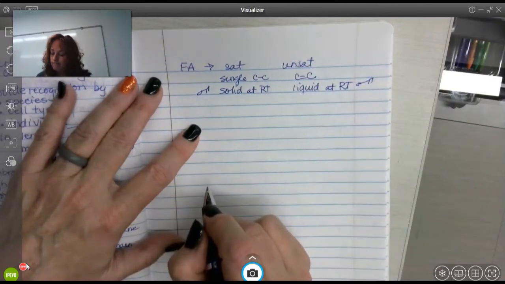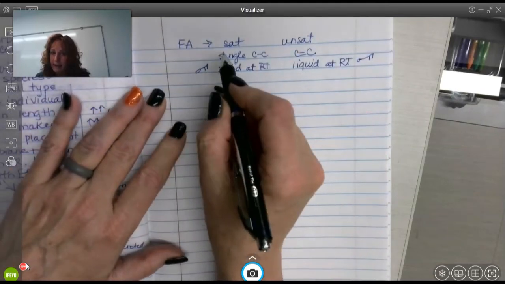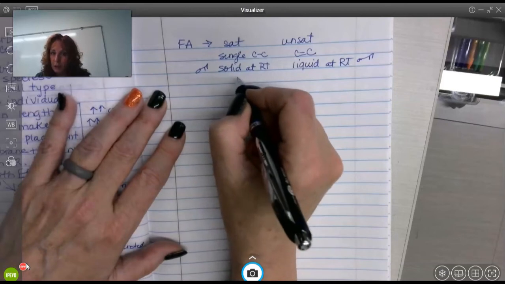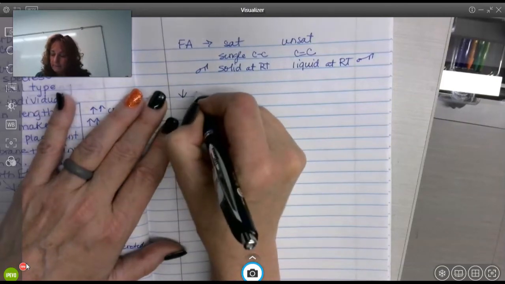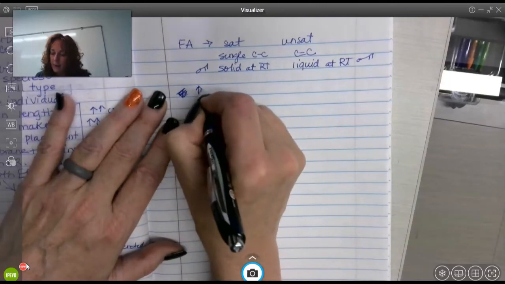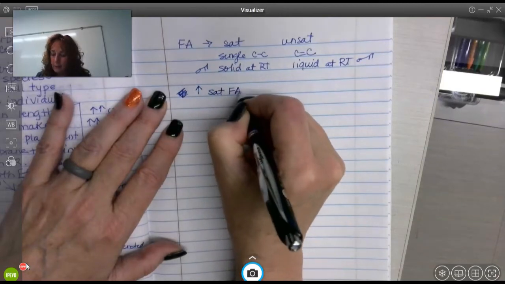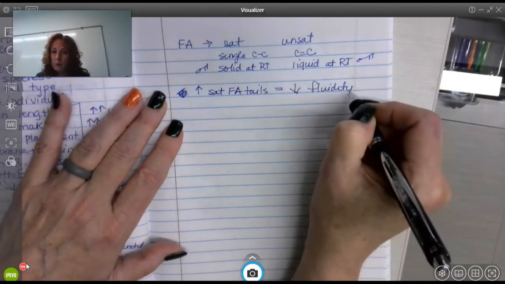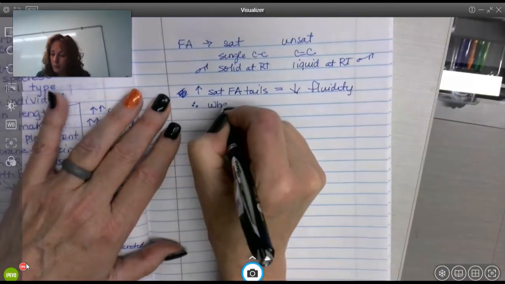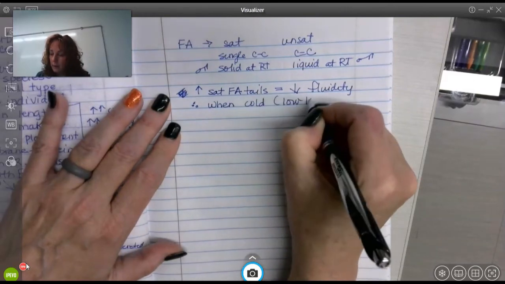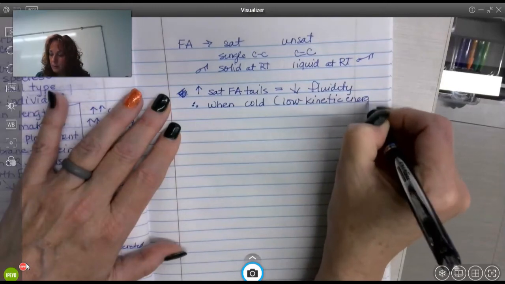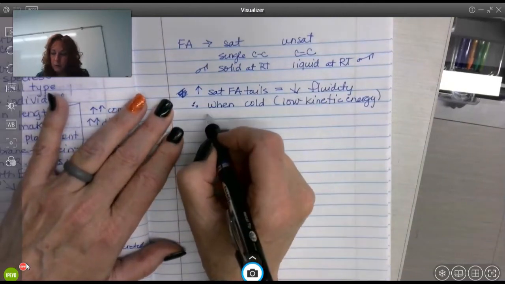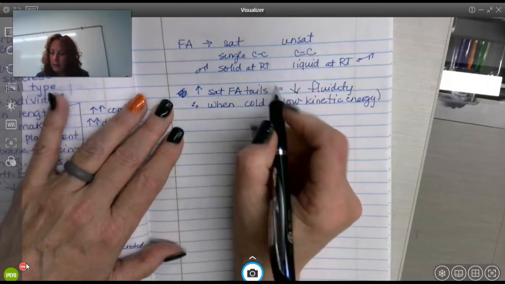And if you have a lot of saturated fatty acid tails in the membrane, then you're going to be more solid. So less fluid. So let's see what I want to say. I want to say if you have a lot of saturated fatty acid tails, that equals low fluidity. So when it's cold, which is low kinetic energy, because it's low temperature, you're going to want to loosen up that, increase the fluidity. So there's enzymes that actually change saturated to unsaturated, and they make bends.